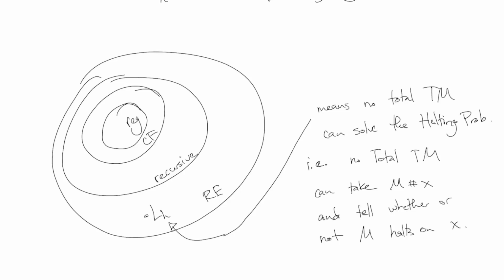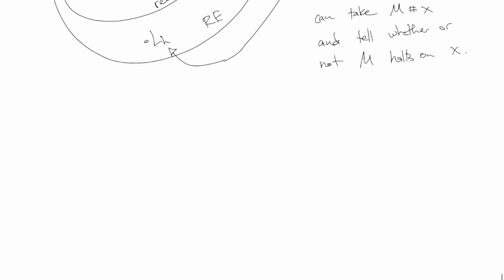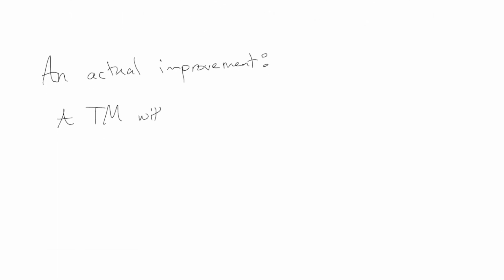I just described to you a problem that no Turing machine can do. That means if your Turing machine, by some magic, could do that, it would actually be more powerful than an ordinary Turing machine. All right? And there's a name for this. So this is called an actual improvement to the Turing machine. An actual improvement. I didn't make this up. This is called a Turing machine with halting oracle.